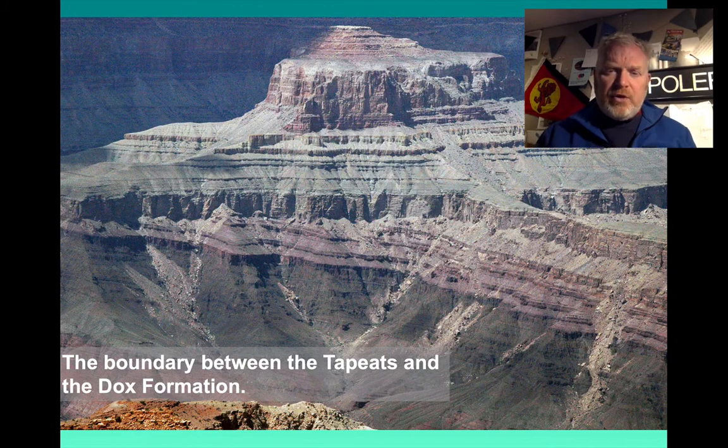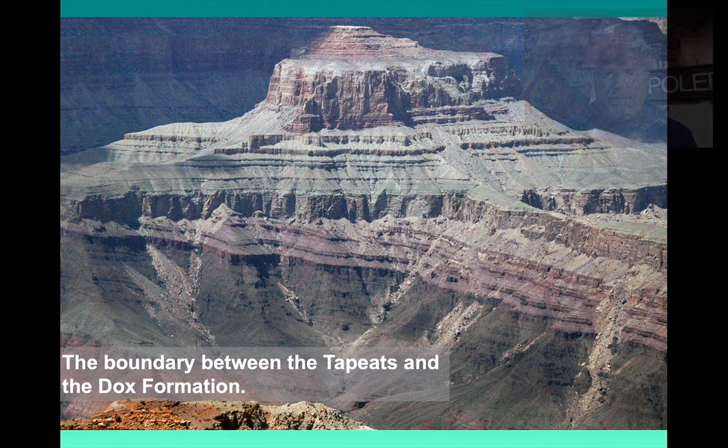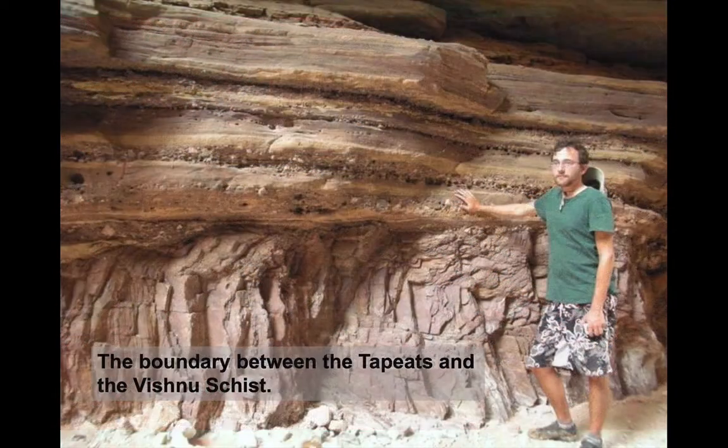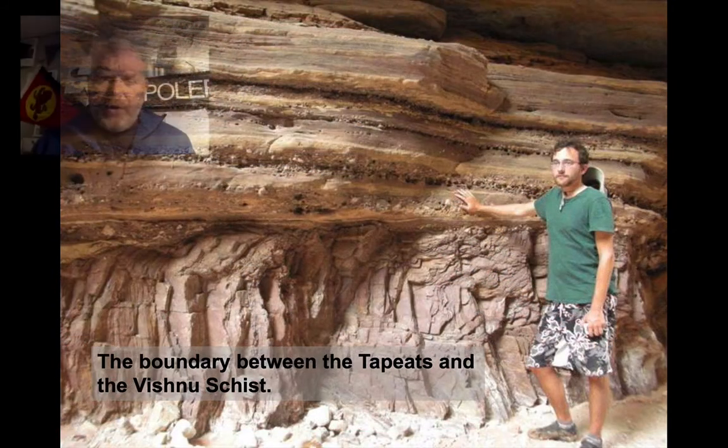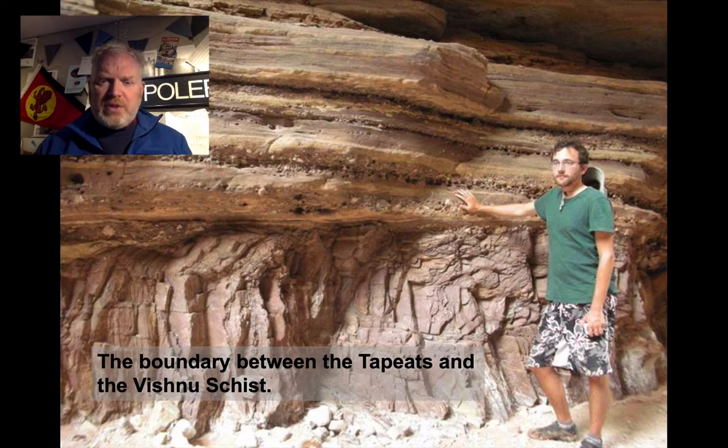Now, this is a type of unconformity we call an angular unconformity, because the angle of dip is different. If we look down at the bottom here, again between the Tapeats and the Vishnu schist, again you can sort of see an angular difference. The structures in the Vishnu schist at the bottom are almost vertical. The layers in the Tapeats there are almost horizontal.